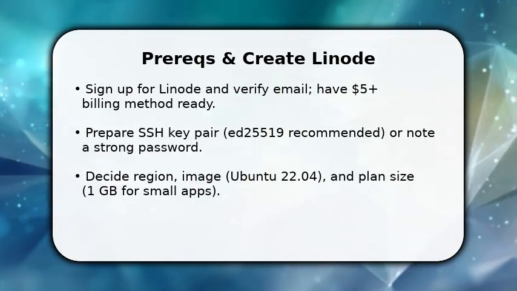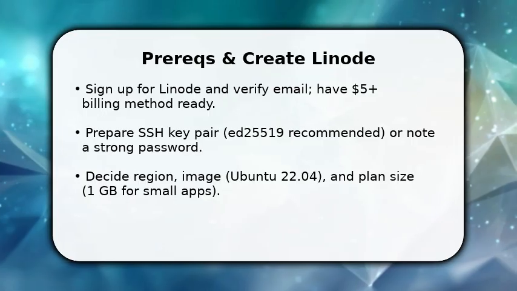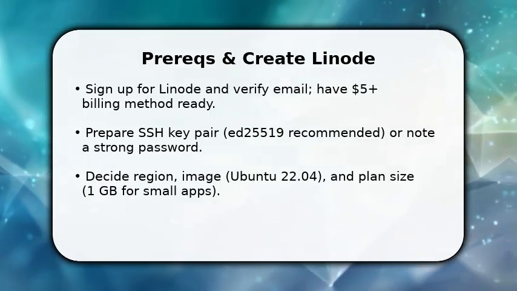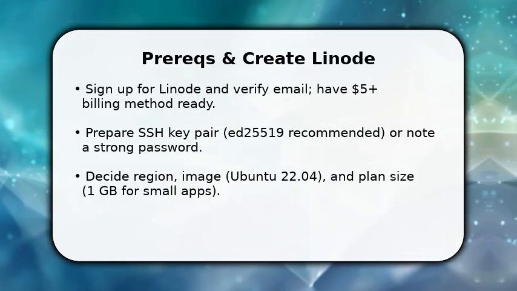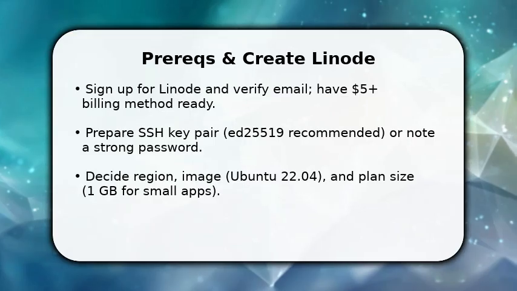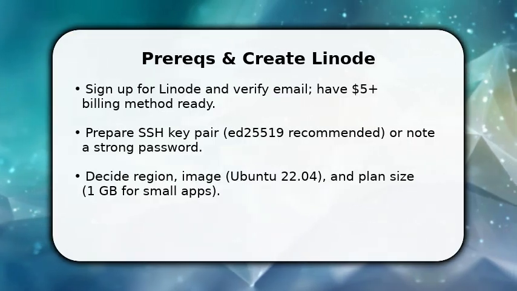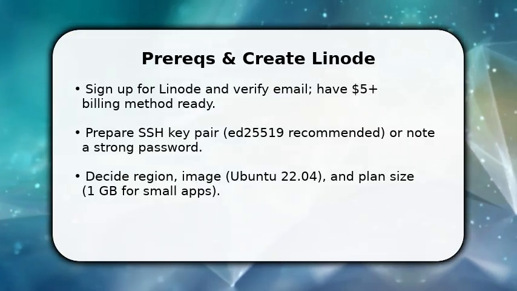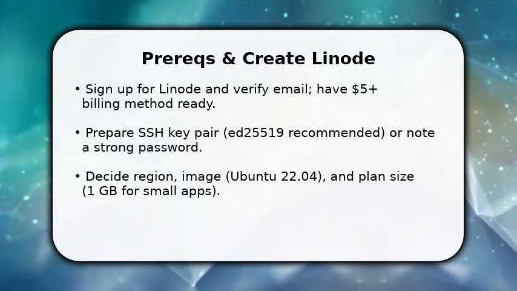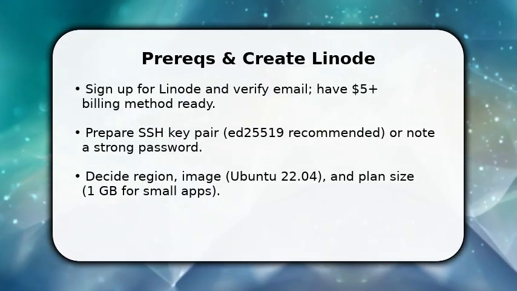You start by confirming essentials: an active Linode account, a payment method, and an SSH key or secure password. Create a new Linode instance now. Pick a region close to users, choose the Ubuntu 22.04 image, and select the smallest plan that fits your needs. Once done, attach the SSH public key in the setup form or enable password login temporarily.